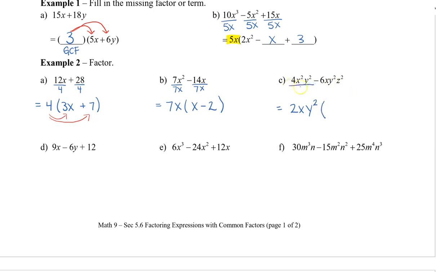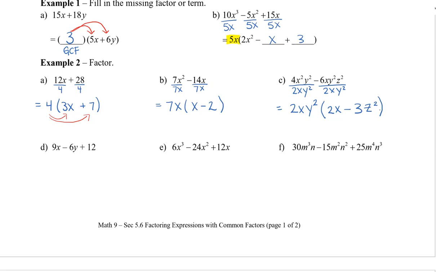All right, so here we will write this underneath again, 2xy squared and 2xy squared. So dividing here, we have 4 divided by 2 is 2. X squared divided by x is x to the power of 1, or just x. And then the y squared and the y squared cross off. Okay, then we have a minus. 6 divided by 2 is 3. X divided by x crosses off. Y squared divided by y squared crosses off. So we just have the z squared left.